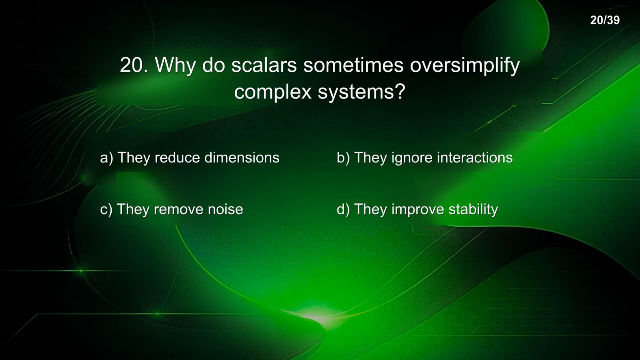20th question. Why do scalars sometimes oversimplify complex systems? A. They reduce dimensions. B. They ignore interactions. C. They remove noise. D. They improve stability.